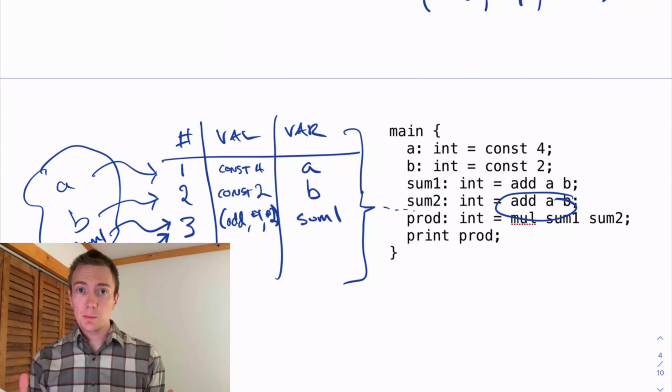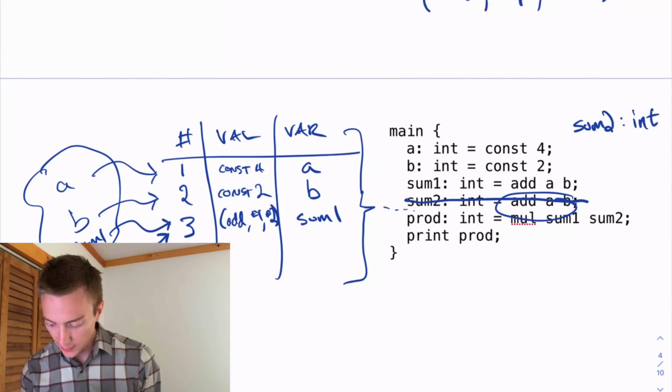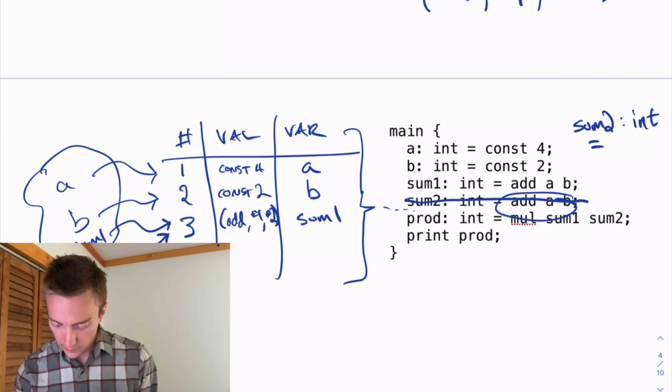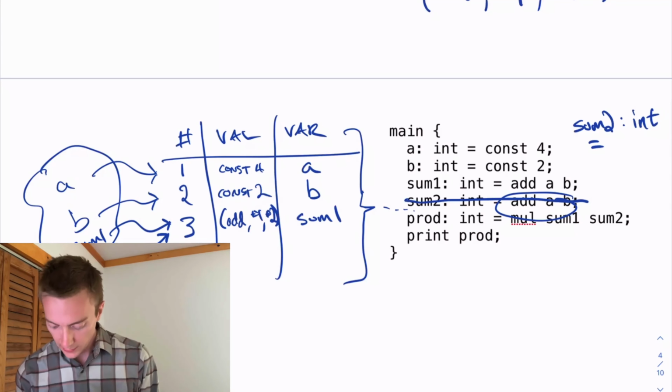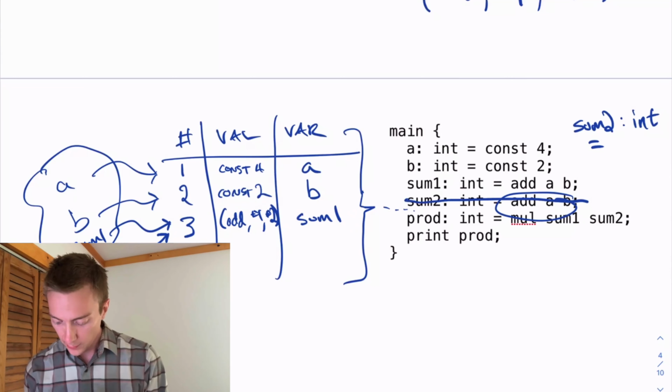Let's look at what happens when we follow this reconstruction algorithm for sum2 instead of sum1. So we'll cross out the old instruction and we'll again say, okay, we need to assign to the same variable. It's going to be a sum2 colon int. But this time, when we look up the value associated with add A B, we found it in the table. That is, we didn't need to insert a new value in the table. So that computation already had a canonical home, which is sum1.